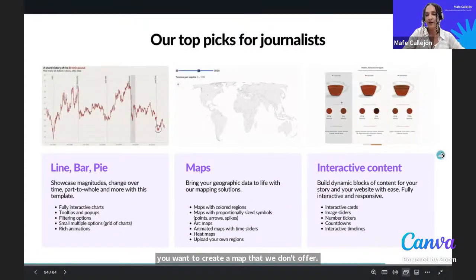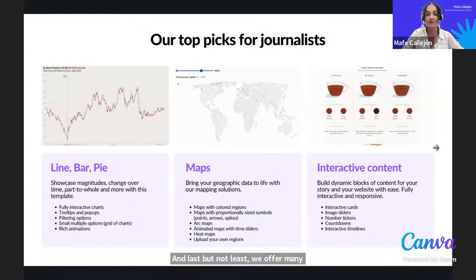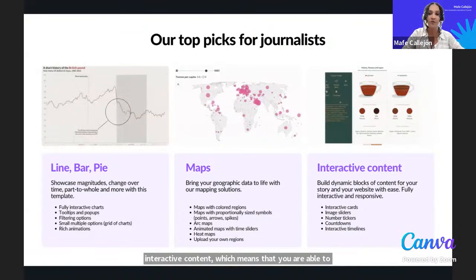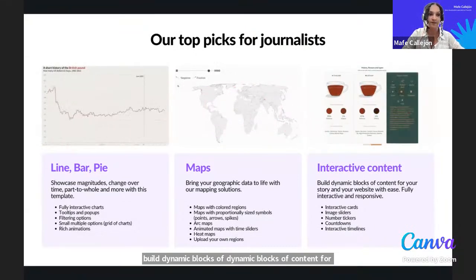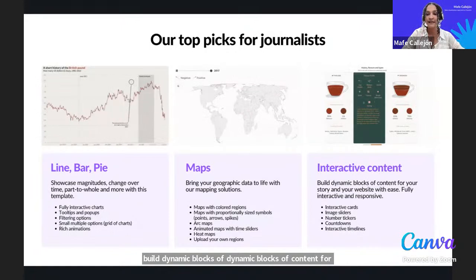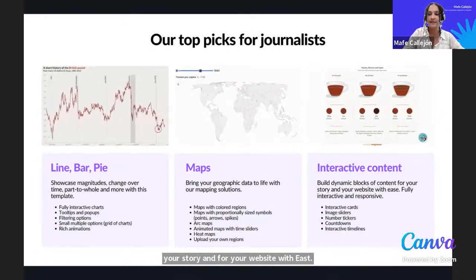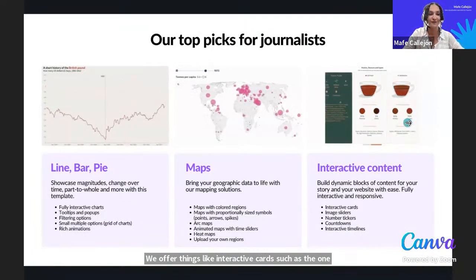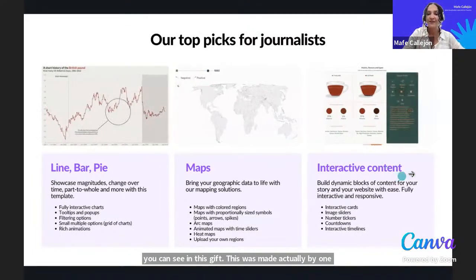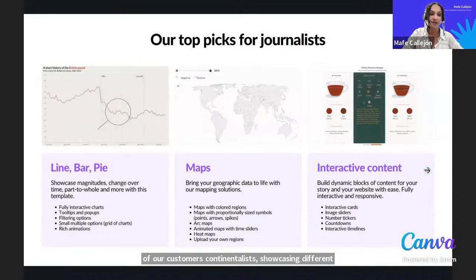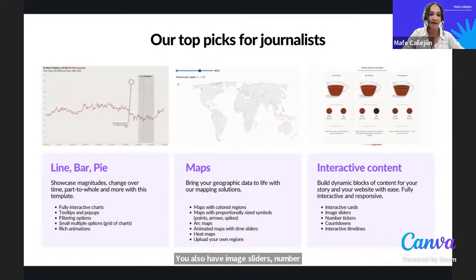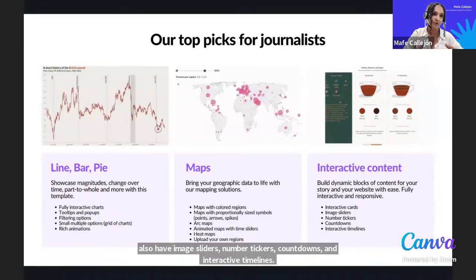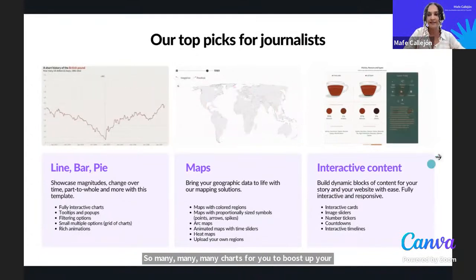And last but not least, we offer many templates for interactive content, which means that you are able to build dynamic blocks of content for your story and for your websites with ease. We offer things like interactive cards, such as the one you can see in this GIF. This was made actually by one of our customers, Continentalists, showcasing different types of coffee from different countries. You also have image sliders, number tickers, countdowns, and interactive timelines. So many charts for you to boost up your reporting and improve your storytelling techniques.